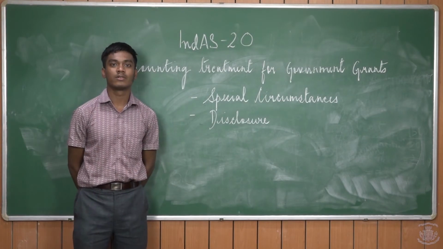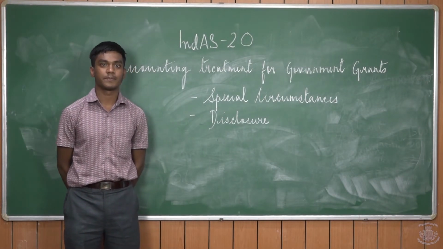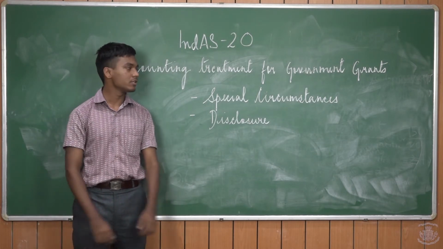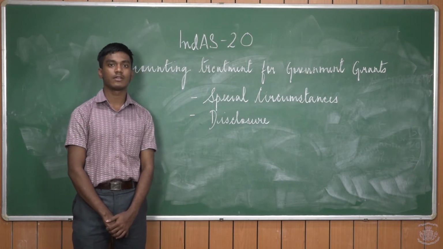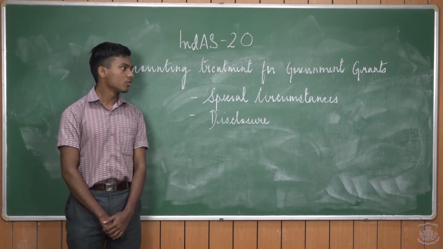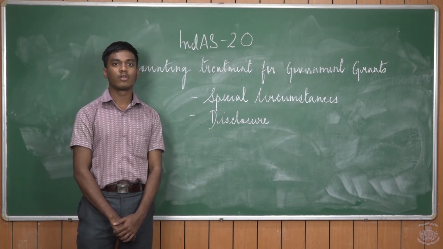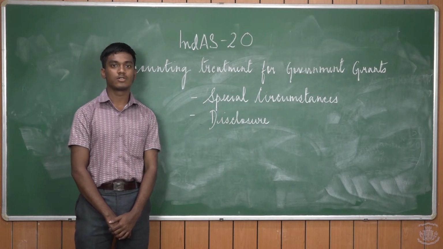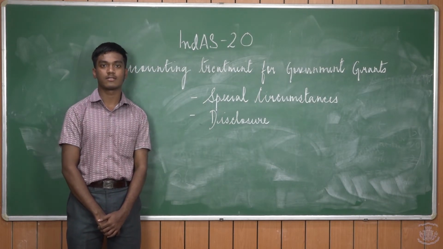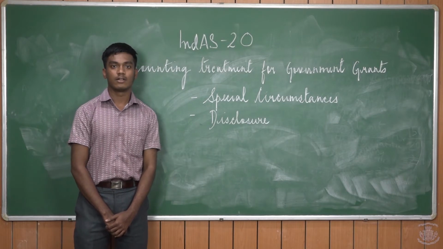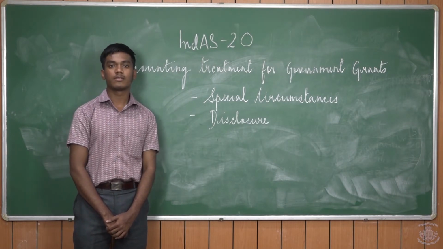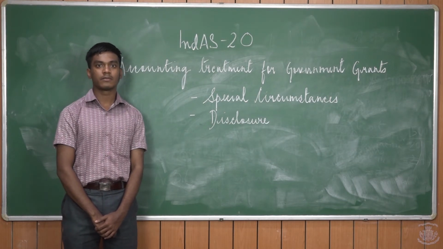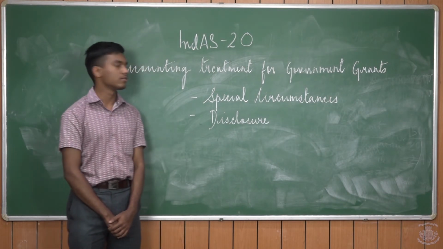So now let's move on to the next topic, that is special circumstances. Under special circumstances, any government assistance received by the entity should be recognized as extraordinary items in the financial statements. So what comes under special circumstances? If only one entity in the entire industry receives immediate financial support from the government, it should recognize that as an extraordinary item in the financial statements. Or if the receipt pertains to any previous year expenses or losses, it should be recognized as an extraordinary item in the financial statements. So these two items come under special circumstances.